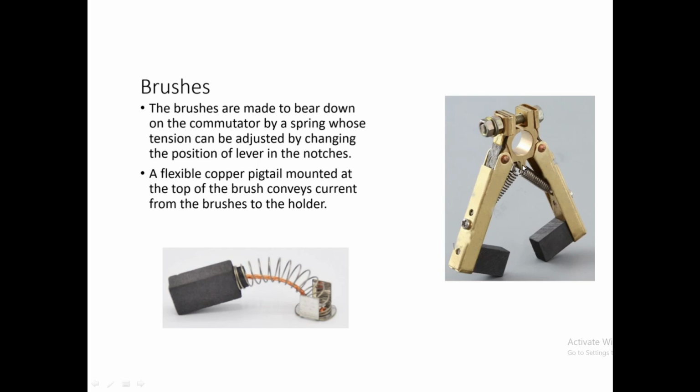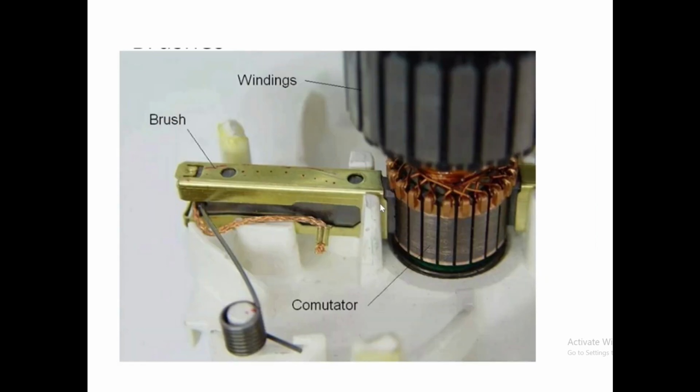Okay, the brushes are made up of, again, carbon. Okay, see here, this is the commutator, and this is the copper, that is the carbon brushes, which are fixed in the holder and touching the commutator, which helps to collect the current and give it to the external circuit.